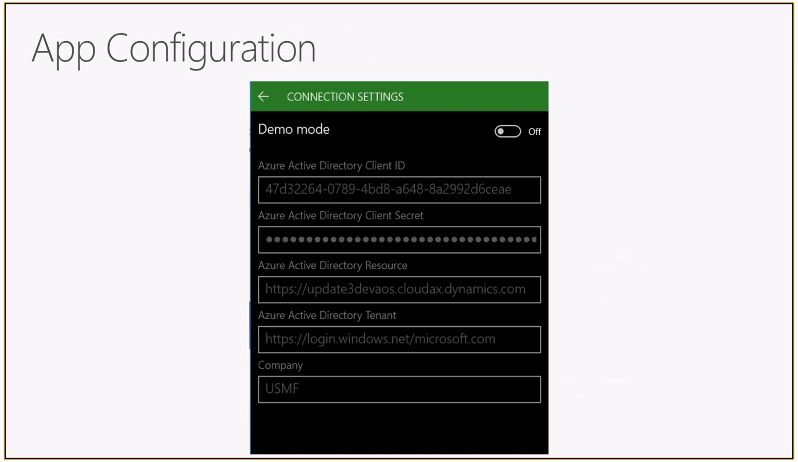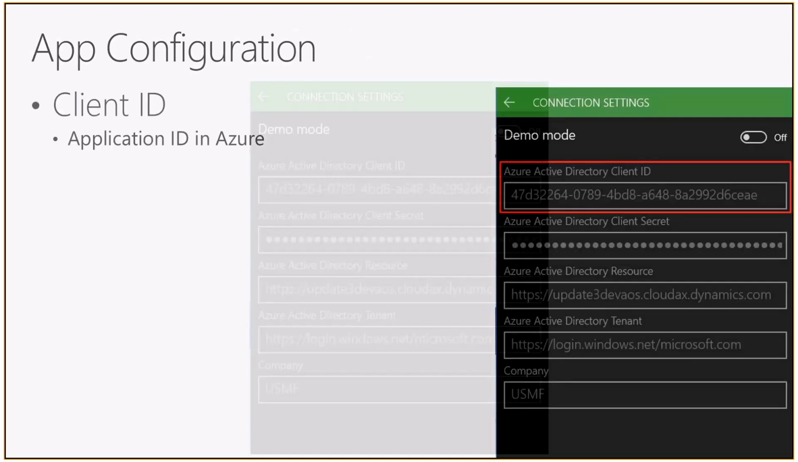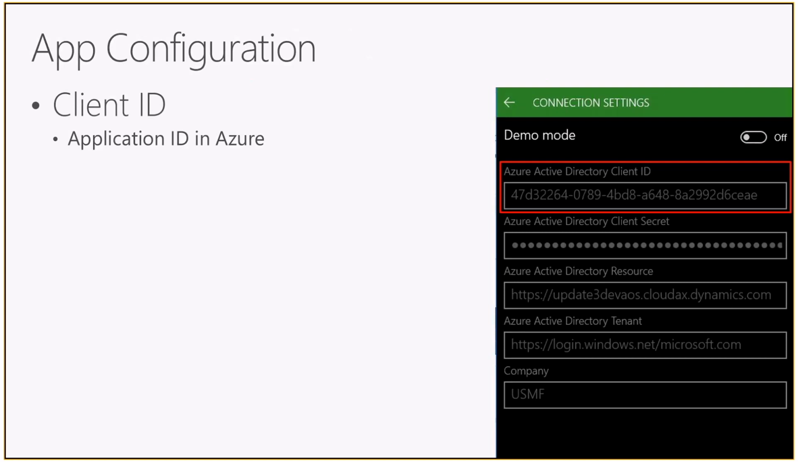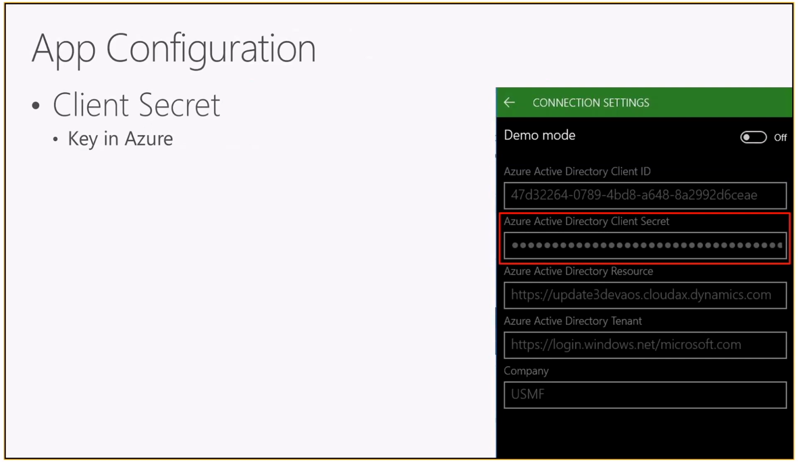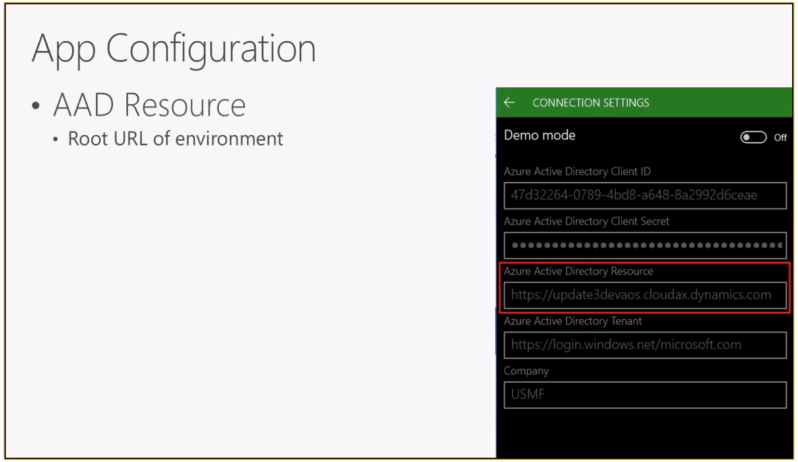Assuming you don't want to operate in demo mode, however, we can switch that off and fill in these necessary fields. The client ID there is the application ID GUID that we created in Azure Active Directory. Client secret is the application key we created in the Azure Active Directory. That was the one with the duration that we could set. Obviously, this is the root URL of your Dynamics 365 for Operations environment. Make sure that you do not include a slash at the end of the URL. I know that in some other applications that has caused some problems with authentication.